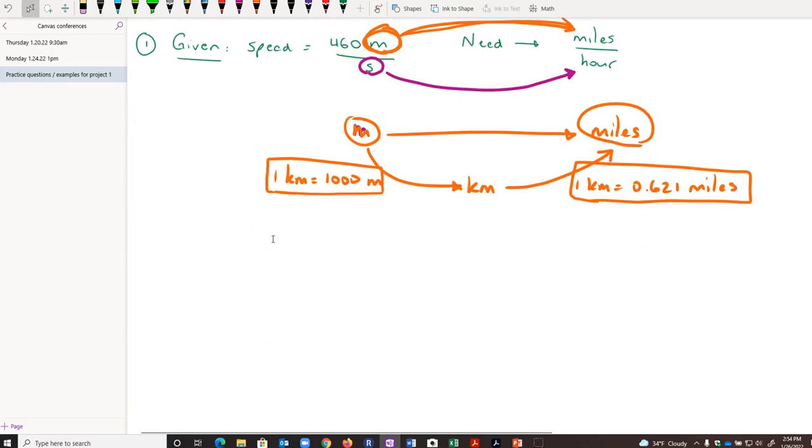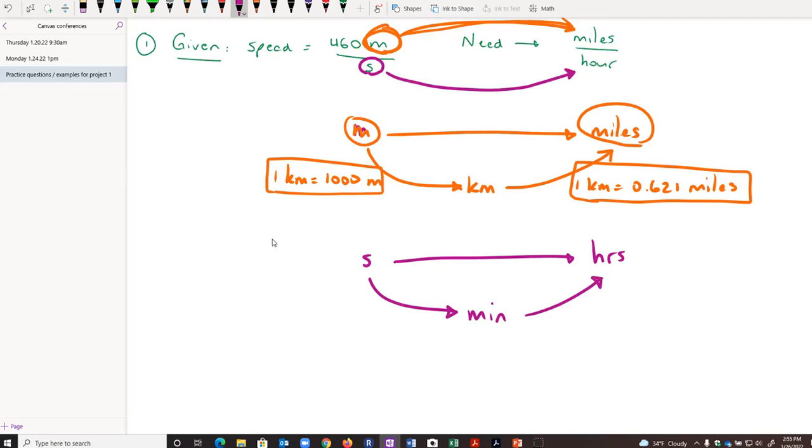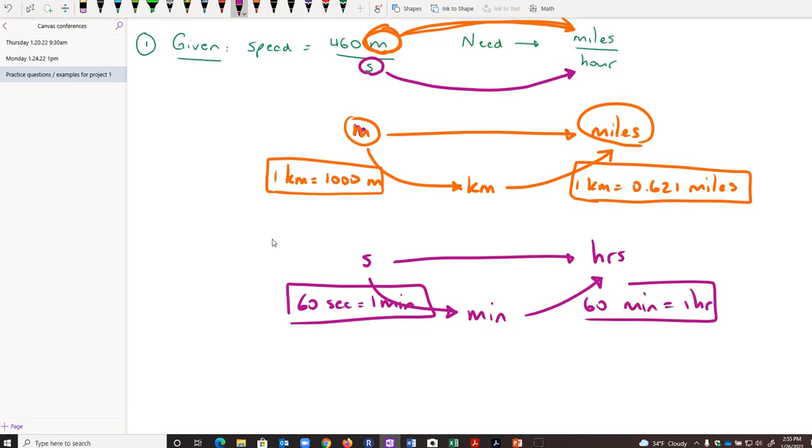In the bottom portion of this, we also need to go from seconds into hours. These are some time conversions that you probably should be familiar with. If you don't know how many seconds there are in an hour, you should probably know how many seconds there are in a minute, and then how many minutes there are in an hour. So there's 60 seconds in 1 minute. We established that as an equality or as a conversion factor, and then there's 60 minutes in 1 hour. That's another equality that we can turn into conversion factors if we wanted to.